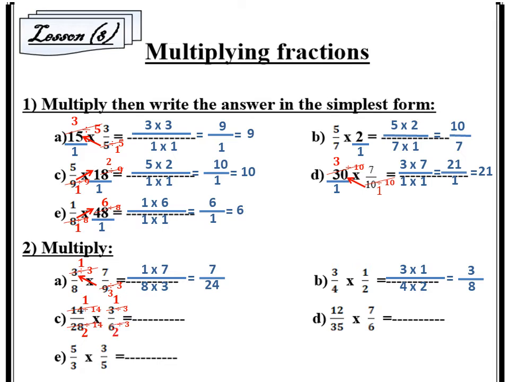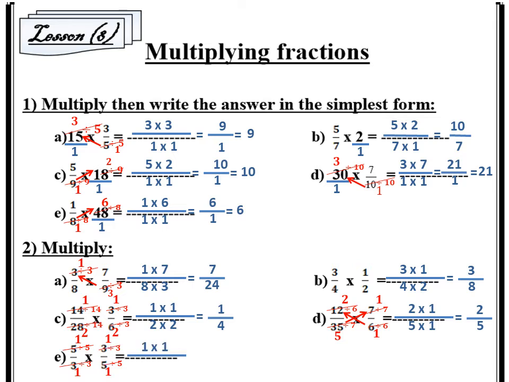14 over 28 times 3 over 6. Okay, let's check. Are 3 and 28 together in any timetable? No. So let's check in another way. Are 6 and 14 together in a timetable? Yes, they are both even, so they are together in table 2. Okay, I have another way. Let's check, are 14 and 28 together in any timetable? Yes, they are in table 14. So I can divide up and down this time by 14.